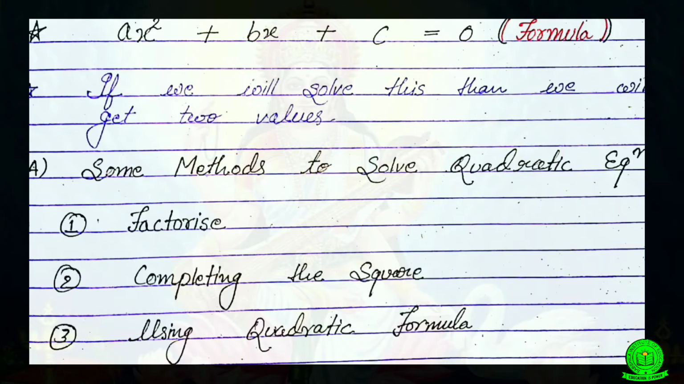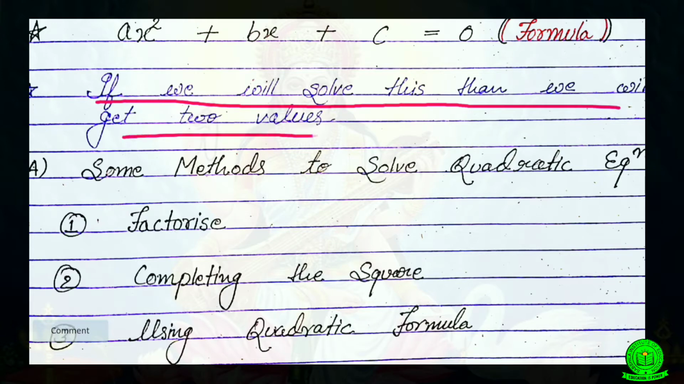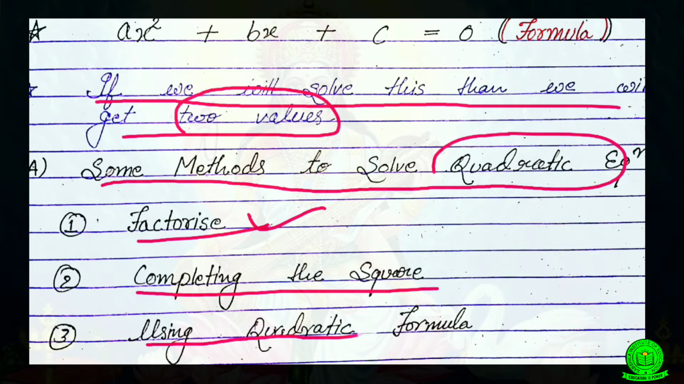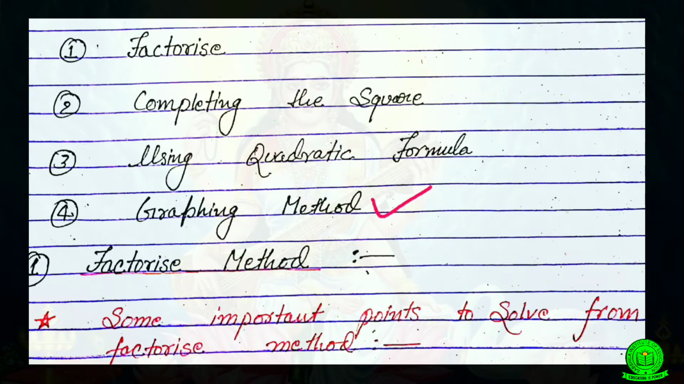If we solve this equation, then we will get two values. Let's see some methods to solve the quadratic equation. The first method is factorization. The second one is completing the square. The third one is using the quadratic formula. And the fourth one is the graphing method, which we don't have to read.